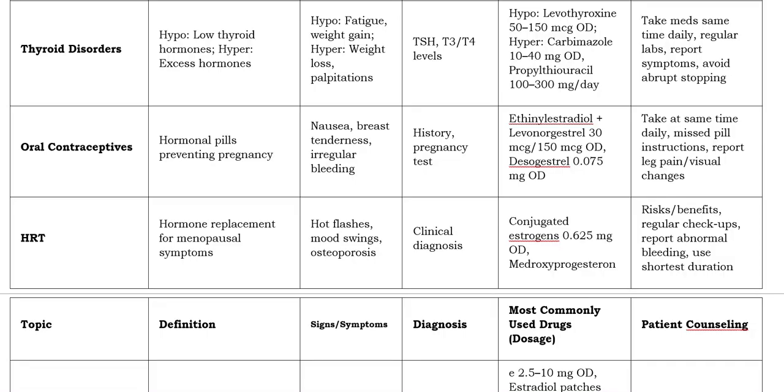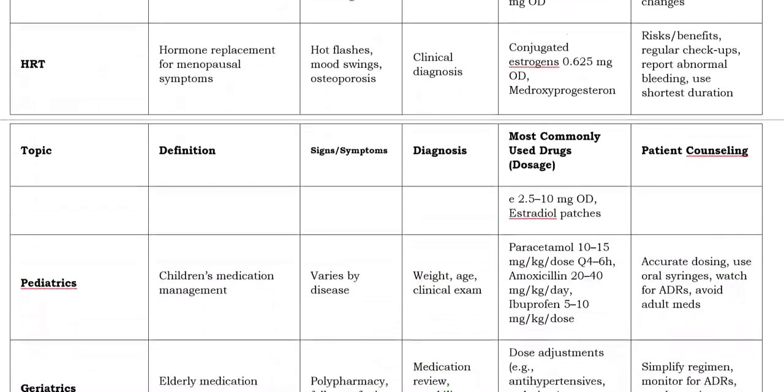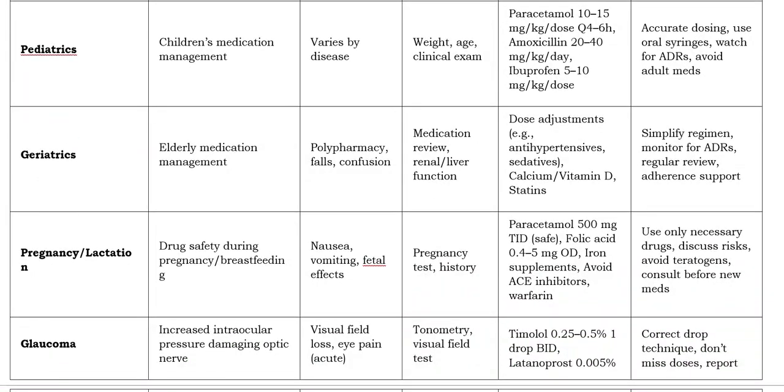Now, moving to specific populations. Pediatrics. Medication management varies by disease, but also by the child. Diagnosis involves weight and age, which are fundamental in pediatrics. Drug handling changes significantly as kids grow. Clinical exam is also vital. And the examples show weight-based dosing. Exactly. Paracetamol at 10 to 15 milligrams per kilogram per dose. Amoxicillin at 20 to 40 milligrams per kilogram per day. Ibuprofen at 5 to 10 milligrams per kilogram per dose. That mg/kg calculation is foundational.